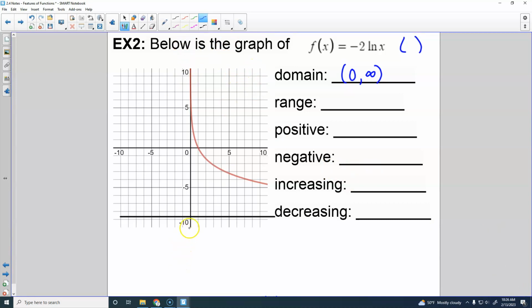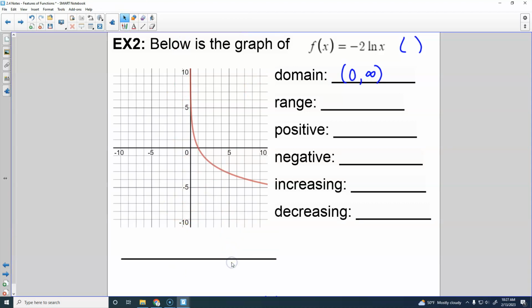The range for this is going to be negative infinity to positive infinity. That is always the case for a natural log, because this graph goes up, up, up forever here, and then it's going to continue to decrease here.